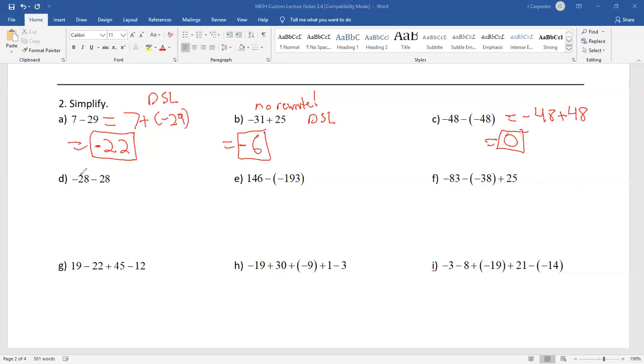Now, a lot of people will jump to the conclusion, oh, negative 28 and a negative 28. With the rewrites, these are going to be opposites, and it's 0. Well, guess what? You're wrong. That answer is not 0. Don't rush.